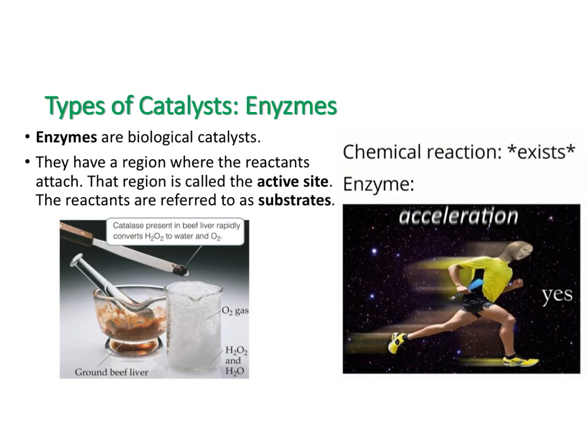So the last type of catalyst we have are enzymes. So enzymes are actually biological catalysts. They have regions where reactants attach to. We call this the active sites, and then the reactants are referred to as substrates. So there's just terms very specific to catalysts and enzymes specifically.